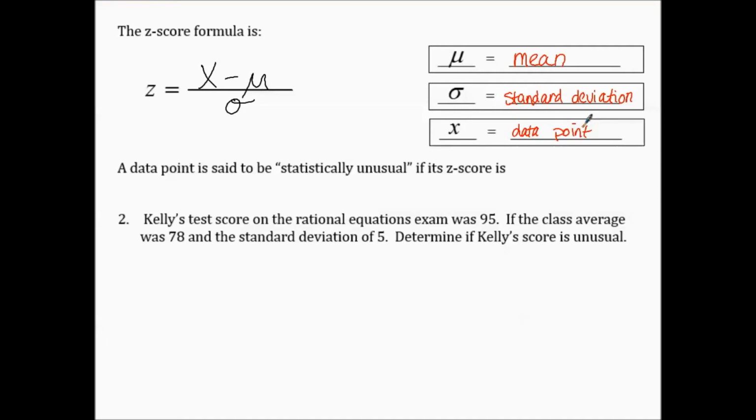A data point is said to be statistically unusual if its z-score is more than 2 standard deviations from the mean.